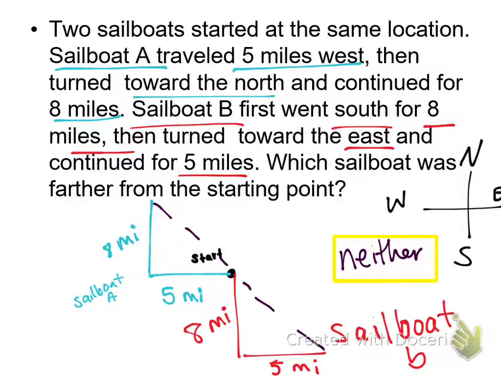So if they gave us an angle measure and this was 10 degrees and this one was 30 degrees, which one would be further away from where they started? And yeah, sailboat B would be further because it made a wider angle. A lot of times it'll give you an angle like this one is 40 degrees and this one is 20 degrees. So in this case, sailboat A would be further because it made a wider angle.